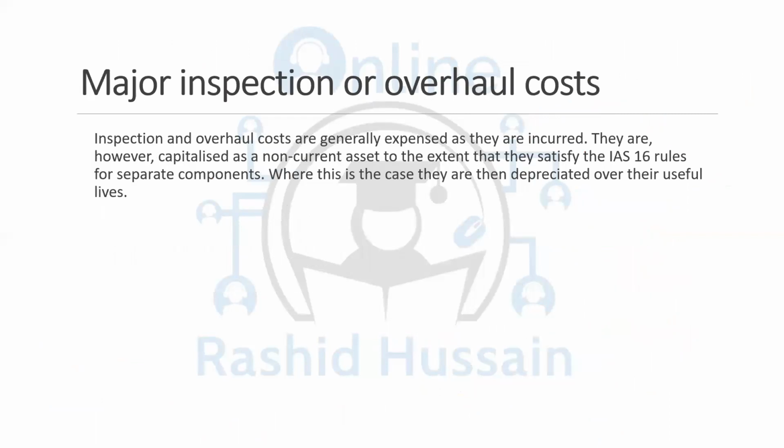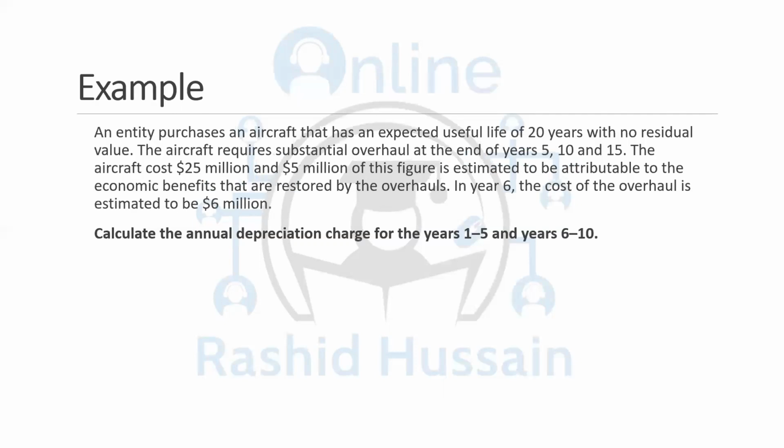Now we have the major inspection or overhaul cost, which we have already discussed when we were dealing with the subsequent expenditure. If you have incurred expenditure on the major inspection or the overhaul, you are not going to expense that out on the immediate basis. Instead, you are going to capitalize it, and that will be depreciated over the overhauling period. So capitalize it and depreciate it over the overhauling period. We have an example to deal with this concept.